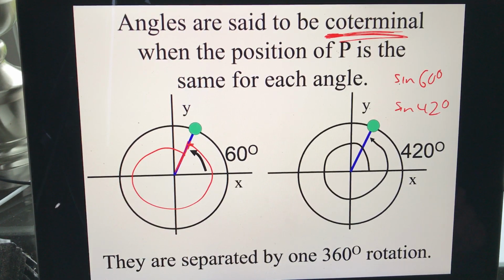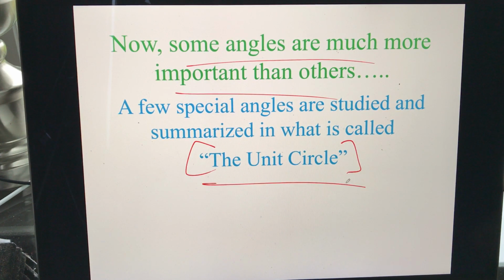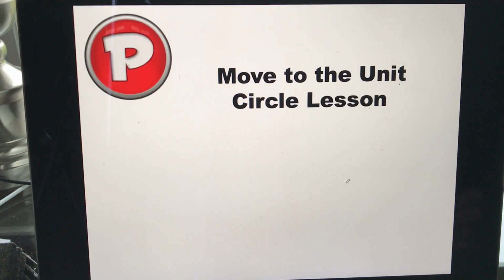Now, of course, some angles are much more important to us than others. The most important angles are going to be summarized in what we call the unit circle, which is the next lesson. So move on to the unit circle.